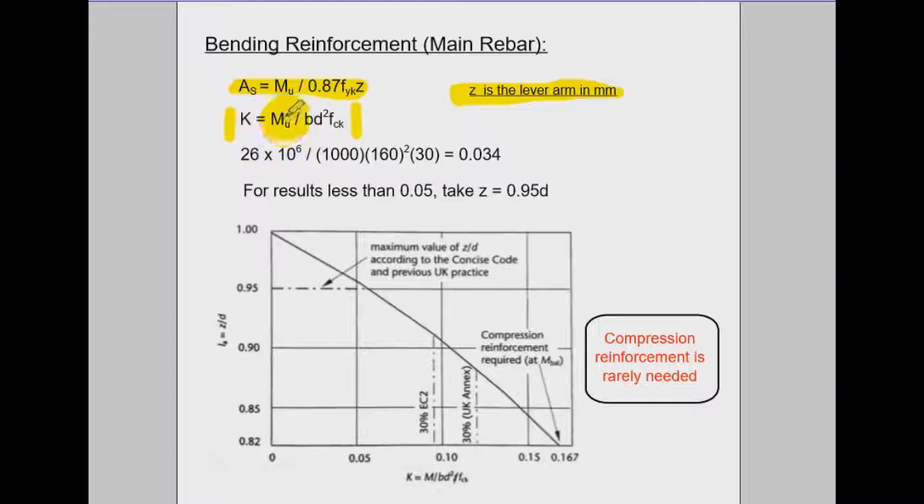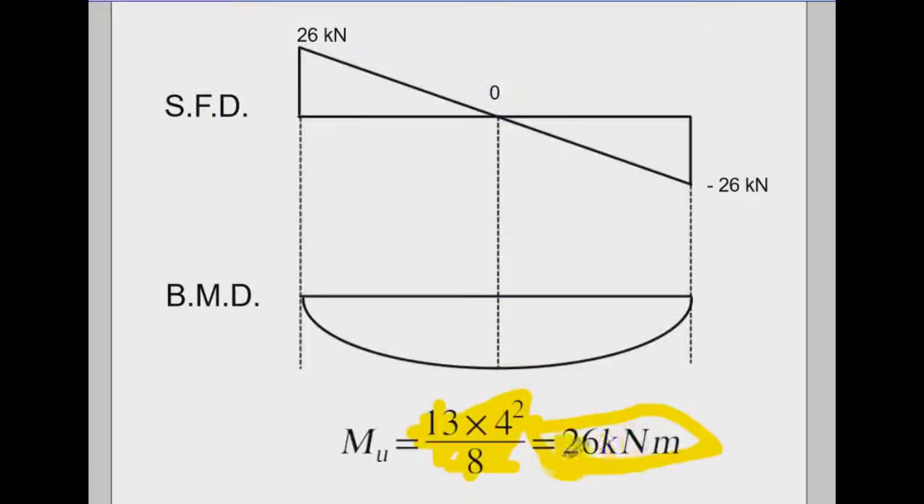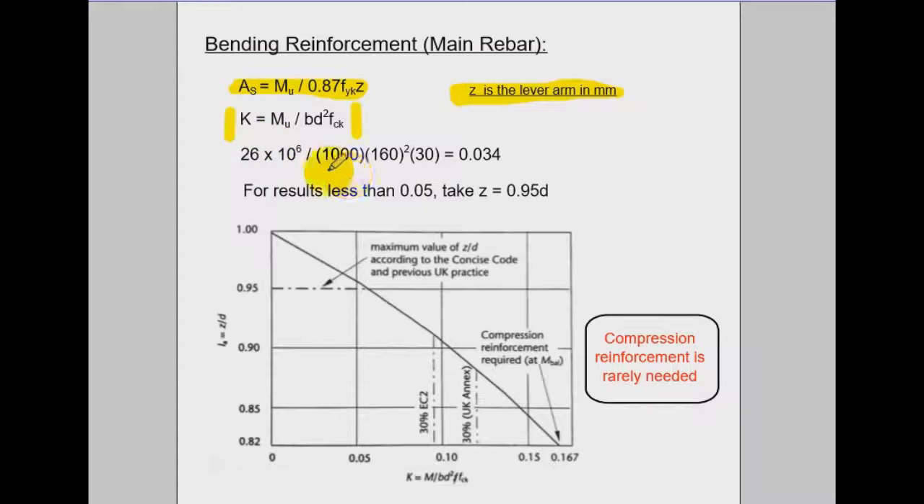K is equal to M divided by b d squared times the grade of concrete. So that's 26, the bending moment here, and then we divide it by this fixed number. It is always 1000 for the slab. And then we have the d, 160 squared, times 30.